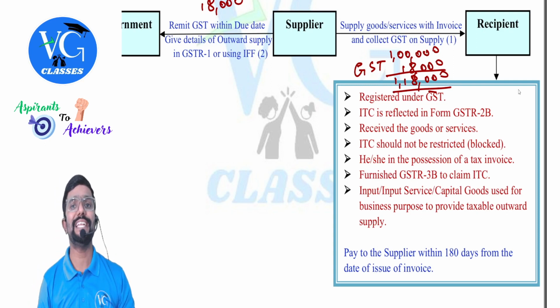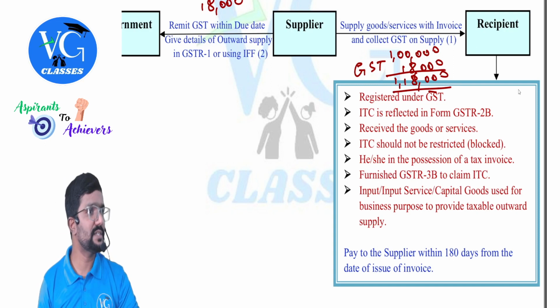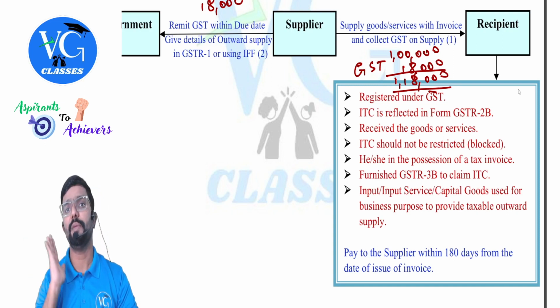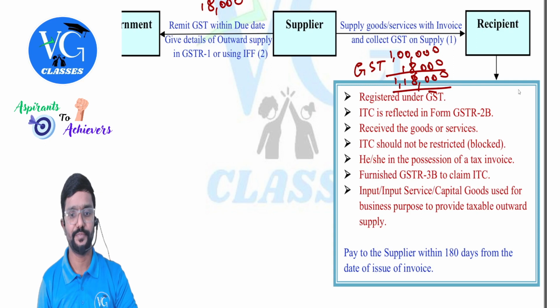Next, ITC should not be restricted or blocked. In a few cases, the ITC is restricted or blocked as per section 17. As per section 17, my credit should not be blocked. Only then can I claim it.